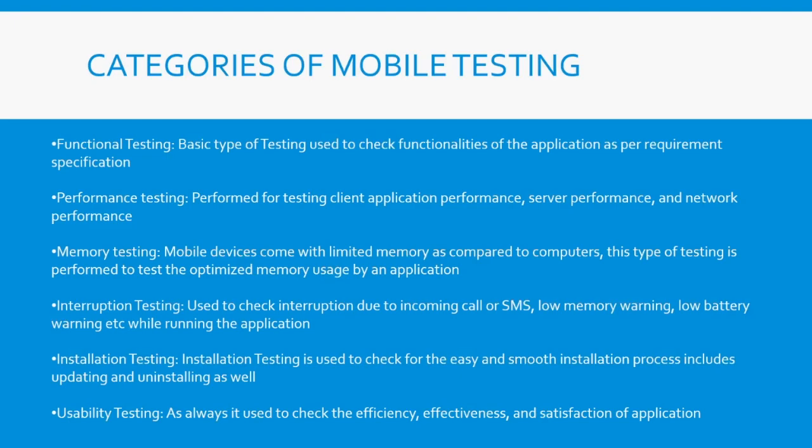Then you also have to look at the memory. When the memory of my device is running low, how will the application behave? Will it work perfectly well? Interruption testing is also important, as I said earlier: SMS interruptions, call interruptions, low battery warnings, and all that. We've talked about installation testing as well. Usability testing, we talked about that to check the efficiency, effectiveness and satisfaction given by your application, and also accessibility testing for people with impaired vision and hearing as well.